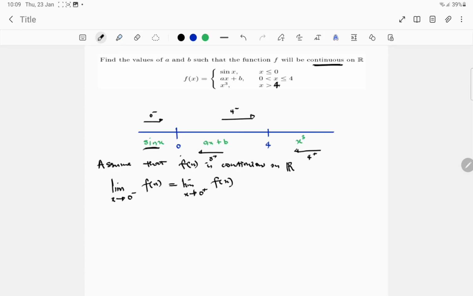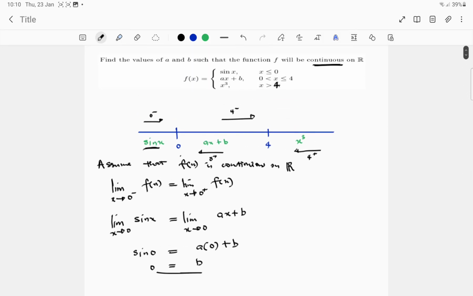which is sine x. So here we have the limit as x approaches 0 of sine x is equal to the limit as x approaches 0 from the positive, where the function is ax plus b. If we substitute 0 there, we get sine of 0 is equal to a times 0 plus b. So it means that 0 is equal to b. That is the first solution.